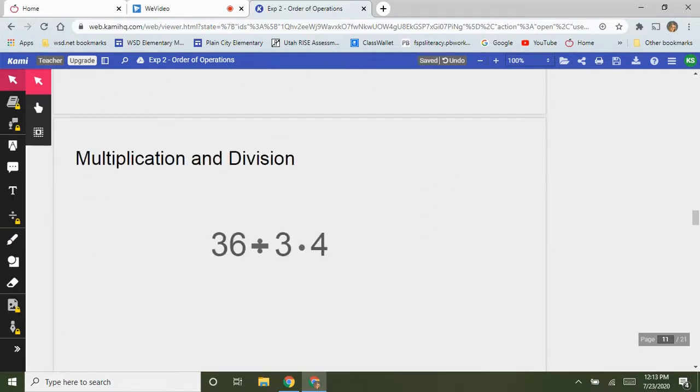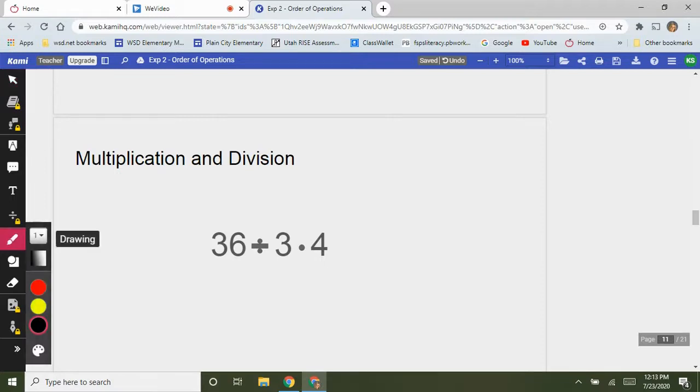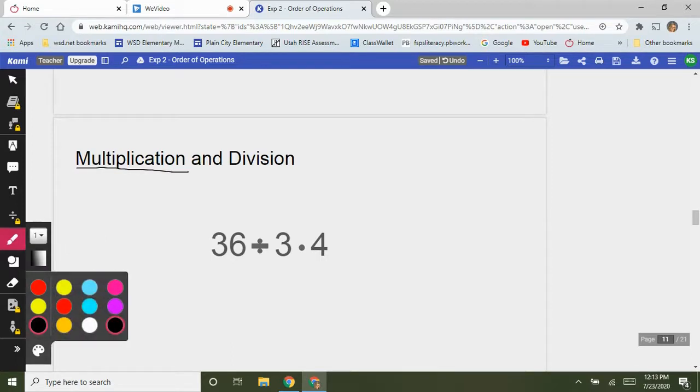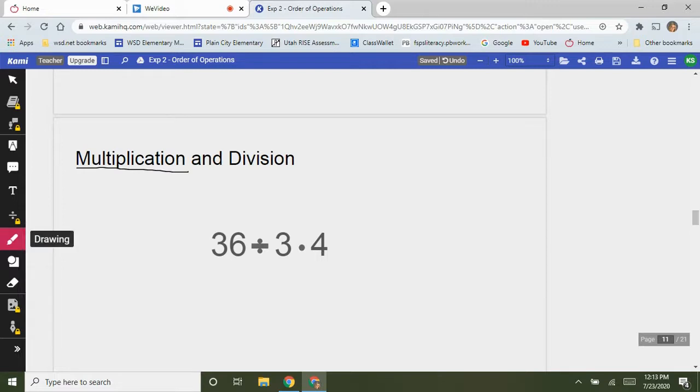Okay, let's deal with some multiplication and division. Now remember, with multiplication and division, it doesn't matter which one is first, I just go left to right. So even though multiplication is said first right here, I don't always do the multiplication first. I go left to right. So 36 divided by 3 is 12, and 12 times 4 is 48.